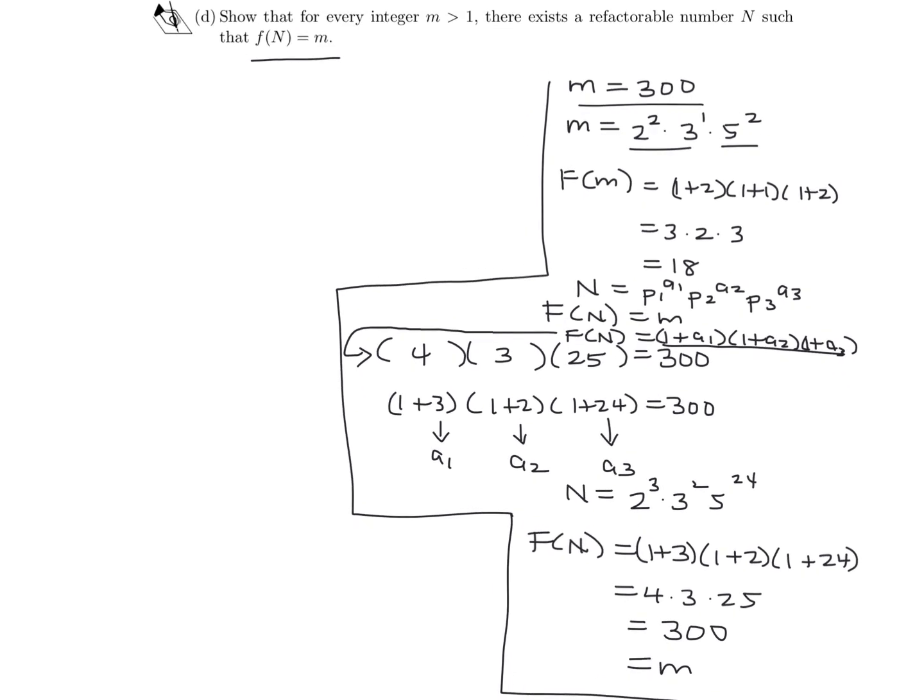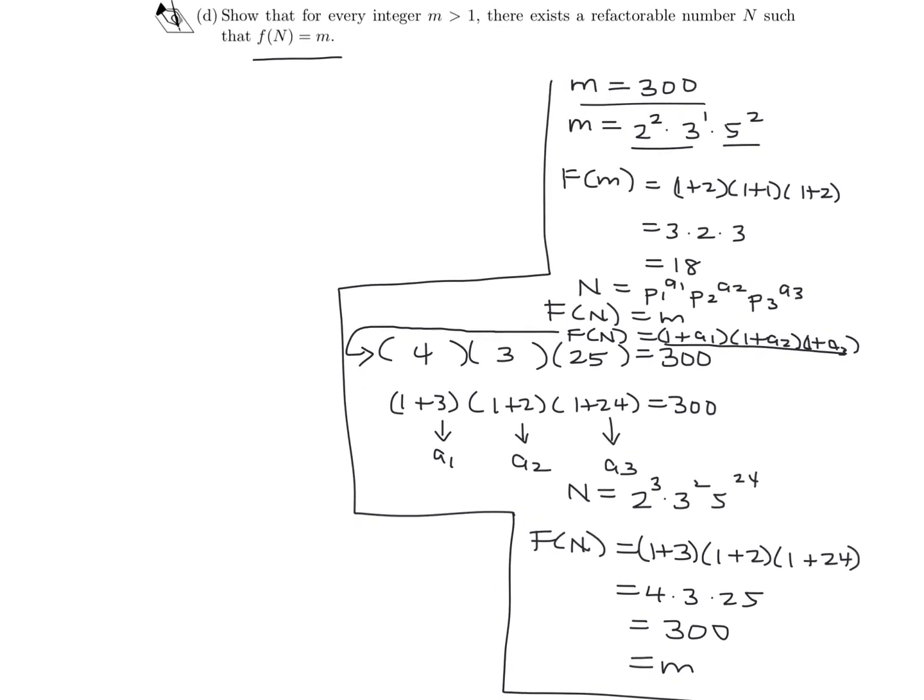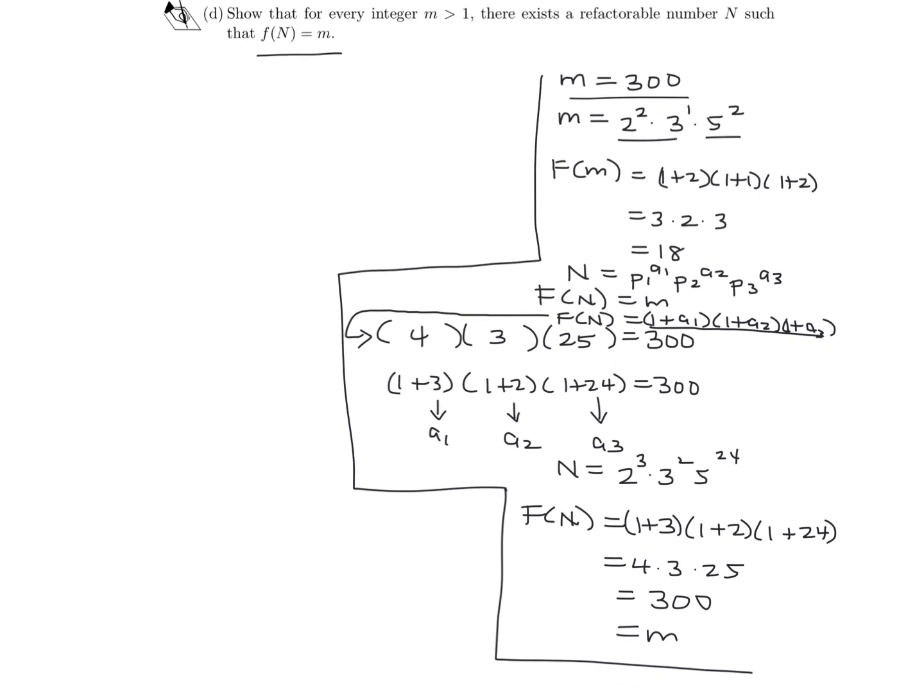Now we have to do it in an abstract way, meaning using letters, because I just gave you one example. We have to show that this is true always. Okay, so let's see what I can do. f at n is equal to m. I'm going to use letters now because we have to show it to be true always. So m, let's say, is equal to p1 to the a1, p2 to the a2, all the way to pk to the ak, right? Because we don't know.